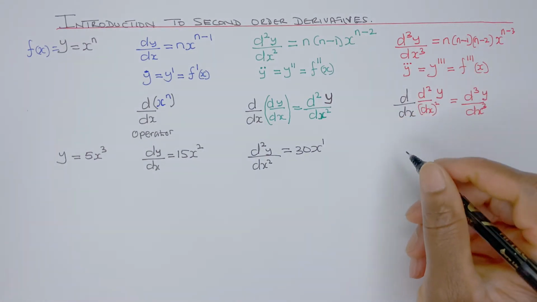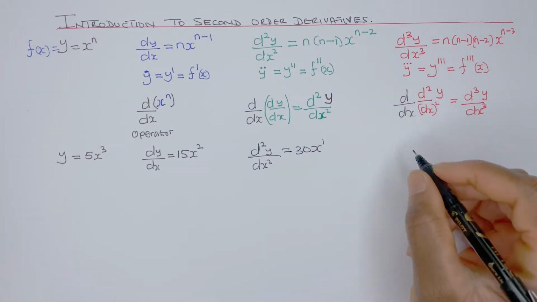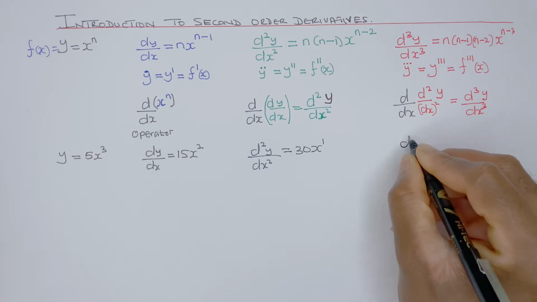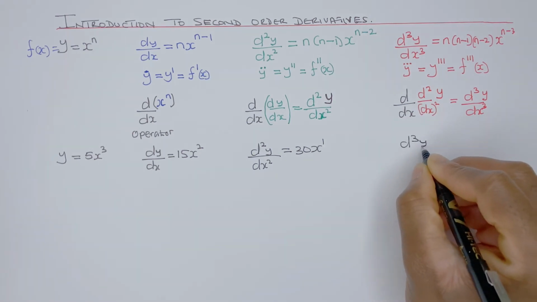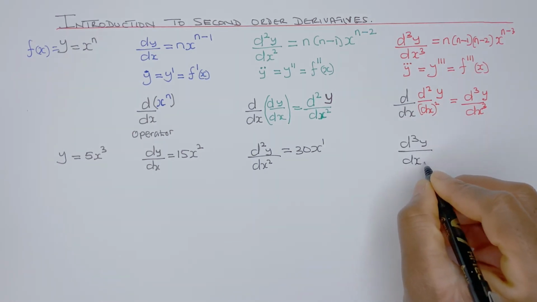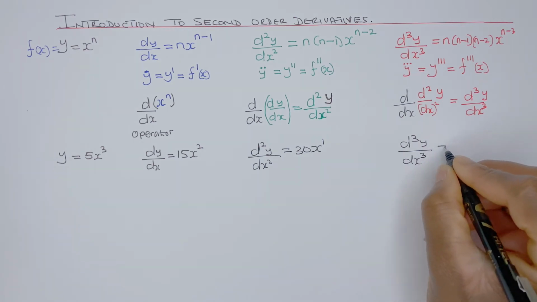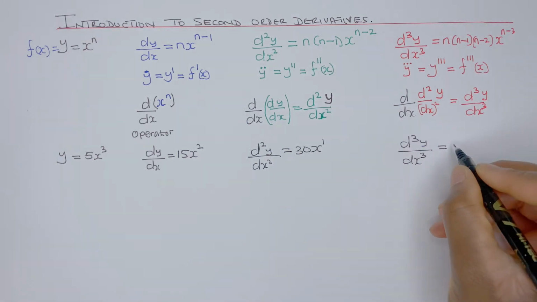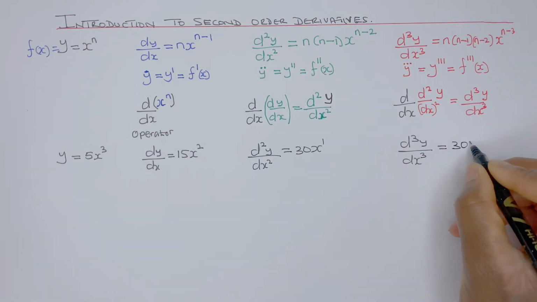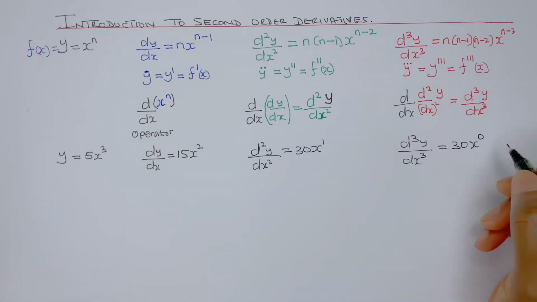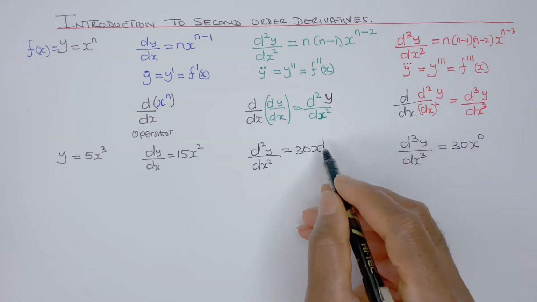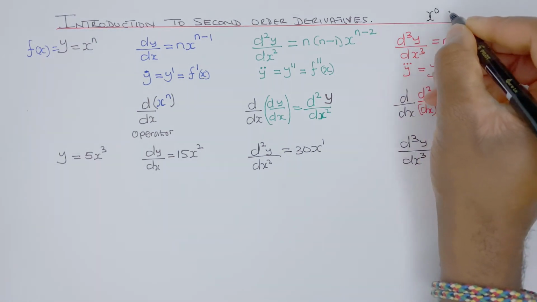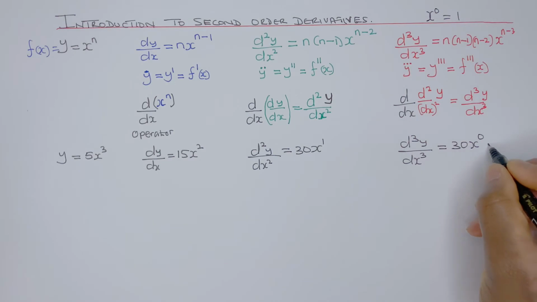Well, let's try the third order derivative. That would be d cubed y over dx cubed. That will be 30 times 1, so that would be 30, then x to the power 0, 1 minus 1. But x to the power 0 equals 1. So that is just 30.